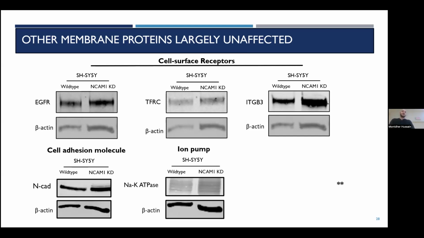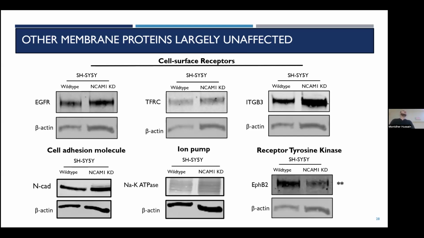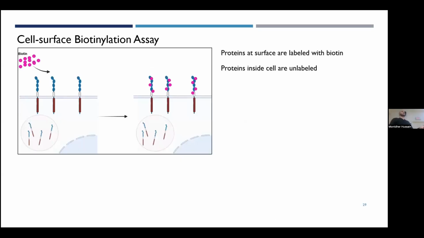What's interesting is that we did find a difference in another receptor tyrosine kinase called EphB2, and I will get back to this in a second. Now that I'm seeing a reduction in total RET protein following NCAM1 knockdown, I asked the question of, is RET still able to reach the membrane and be activated? Is it still able to mediate these processes? To address that, I used a cell surface biotinylation assay.